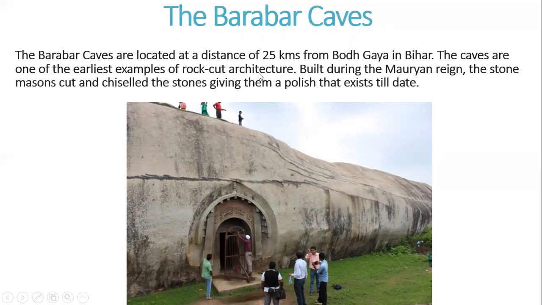As mountains are cut even to make highways, this was the oldest one. Built during the Mauryan reign, the stone masons cut and polished the stones, giving them a polish that exists still till date. Do you see this here? How finely this was cut? You can see that in the picture itself. This is how the cave looks. This was also the oldest rock cut cave in India.